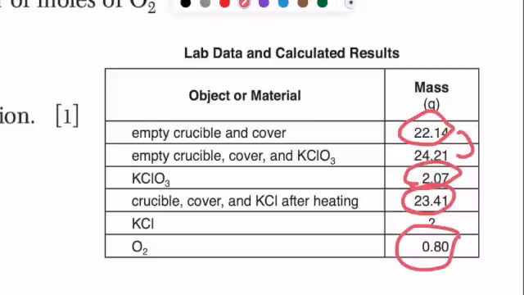Okay, there you go. So after we get rid of the crucible and the cover, we are only going to be left with the mass of KCl. So that one should be 23.41 minus 22.14. That's about 1.27. So your answer is 1.27.